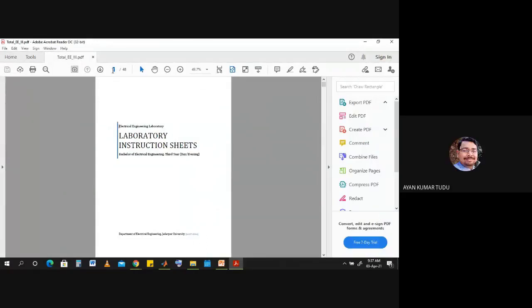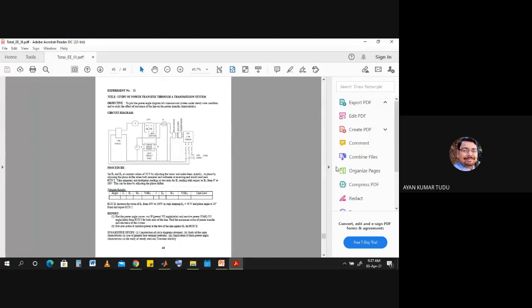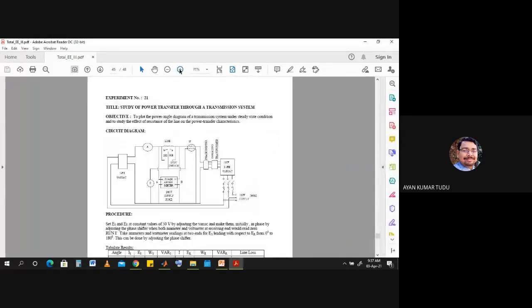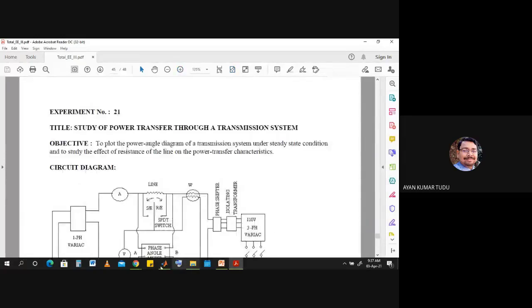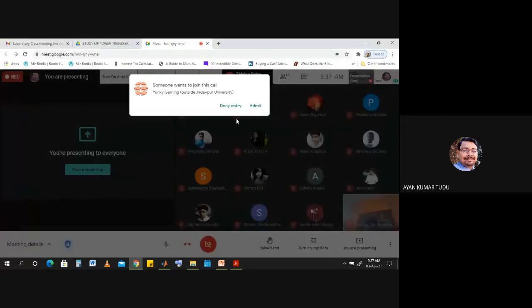So let's see what we were talking about. We are talking about the study of power transfer through a transmission system. This is the typical figure, as you can see. So what is the plot and power?